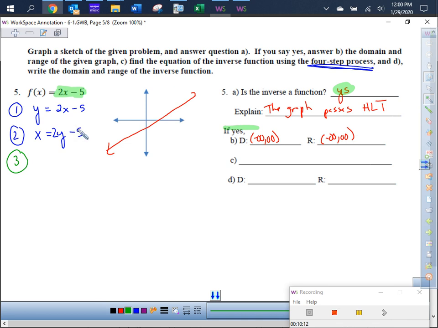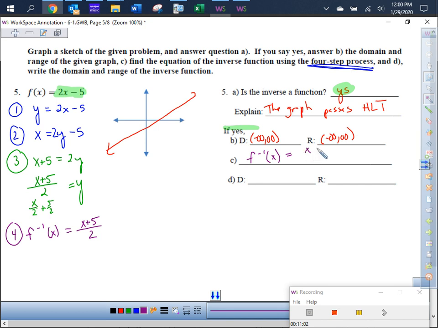So the first move is to add 5 to both sides, and then divide by 2. Depending on what your teacher says, you could do x plus 5 all over 2, or you could do x over 2 plus 5 over 2. Either one of those. You could divide every term by 2 or just the whole thing, whatever they want. Either is what I'll accept. But we have to do step 4, which is to write the equation of the inverse. So we change y to f inverse of x. Don't call it f to the minus 1, call it f inverse of x. So I'm going to write that as x plus 5 all over 2, and that goes in part C.